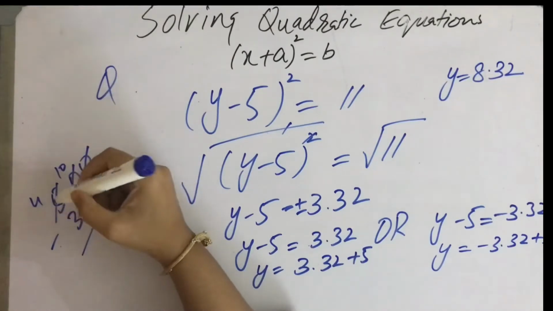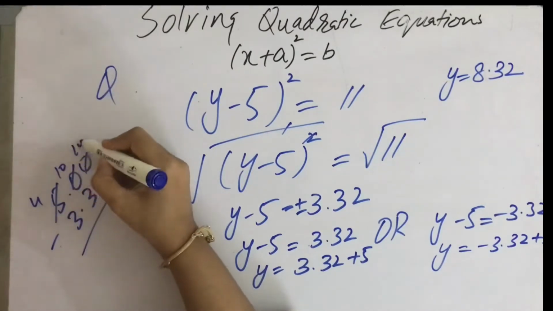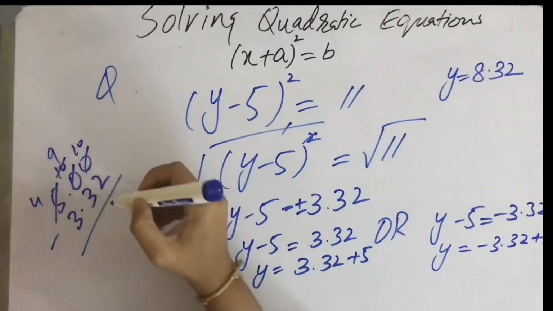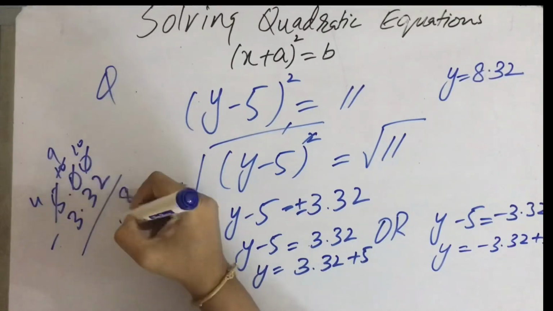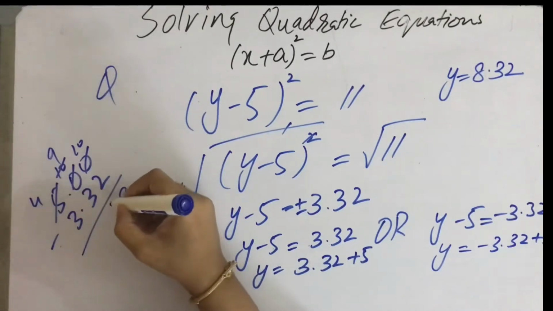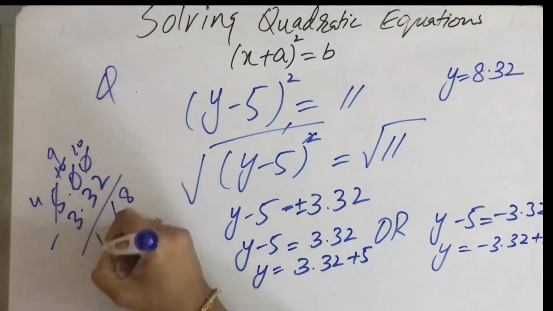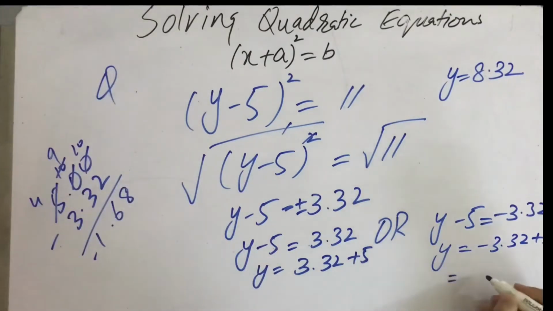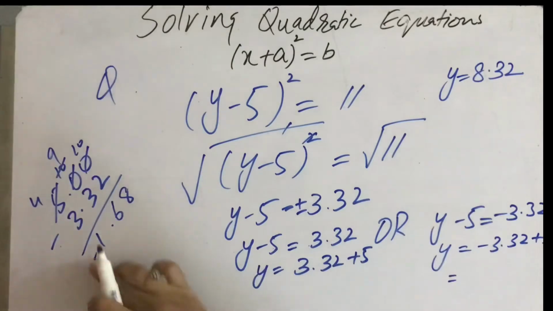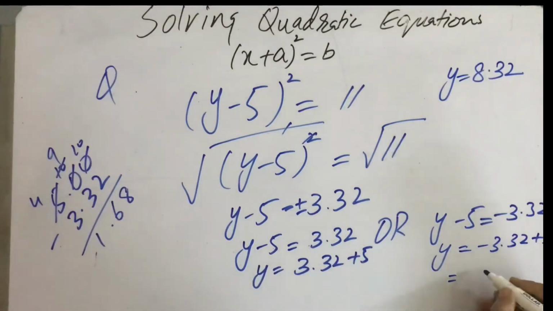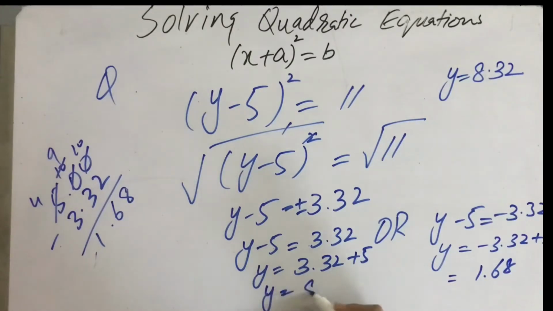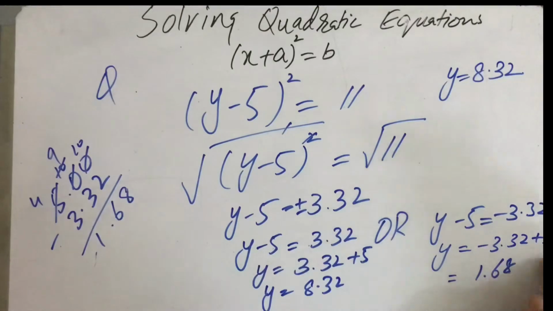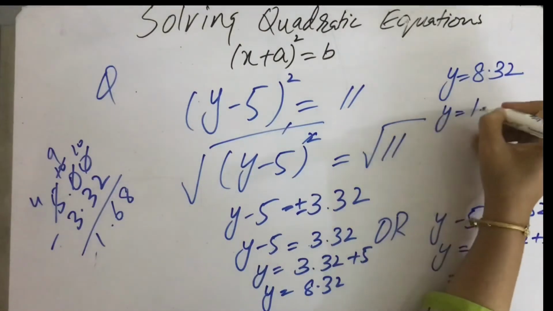So this will be 4, it will become 10. Now this will become 10 and it will become 9. 10 minus 2 is 8. 9 minus 3 is 6 and 4 minus 3 is 1. It is positive. As 5 was positive, so the answer will be positive 1.68. So our one answer is 8.32 and the other answer is positive 1.68.